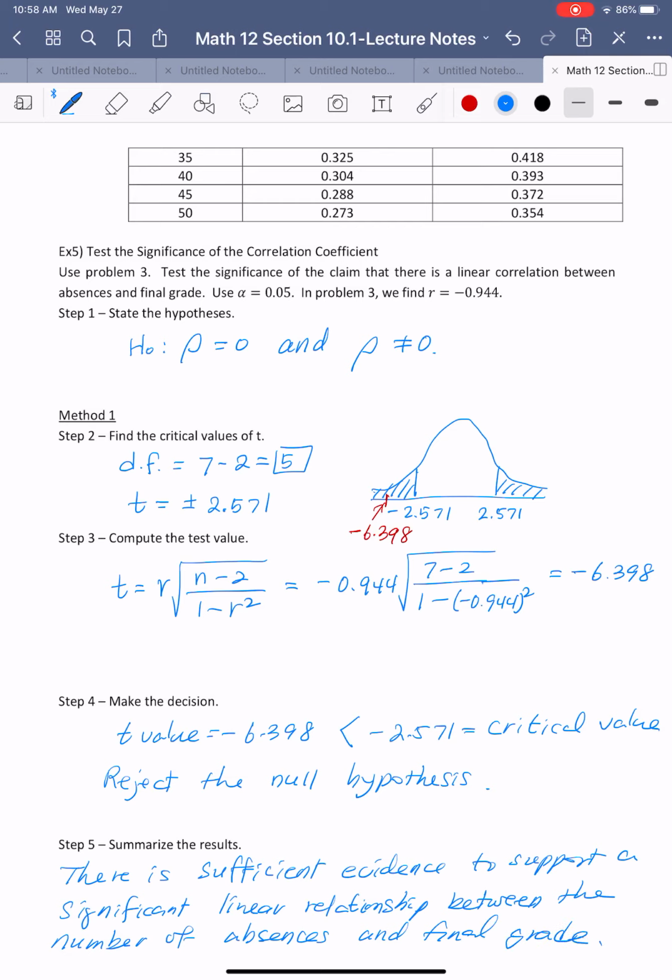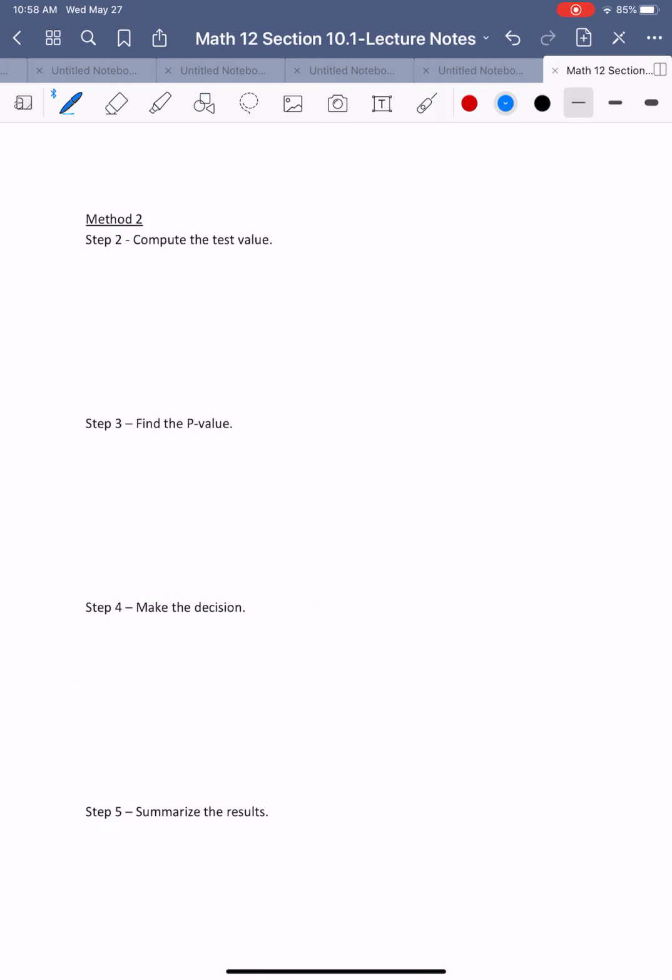Okay, that's method 1, the traditional method. Then method 2, compute the test value here. The t is the same thing. So we use t equal to r times the square root of n minus 2 over 1 minus r squared. It's negative 0.944 times the square root of 7 minus 2 over 1 minus negative 0.944 squared, which comes out as negative 6.398.